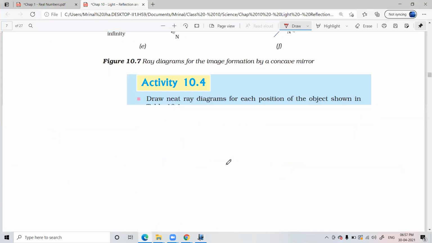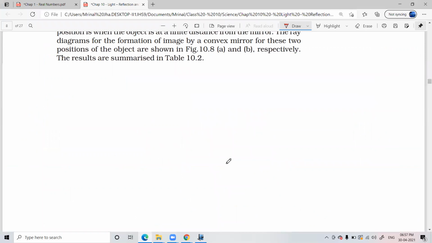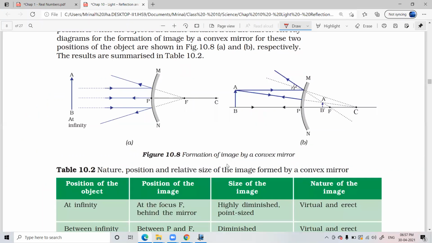When it is at infinity, look at the ray diagram. When it is at infinity, all the light will come parallel and the image will be formed at the focus. You will understand those things in detail. This is one case. And the other case, when you bring it close enough that it's not infinity, there is no C or F over here. So we will not be able to split it up into those cases, no? Close to C, between C, at C, F, those things are not there over here.